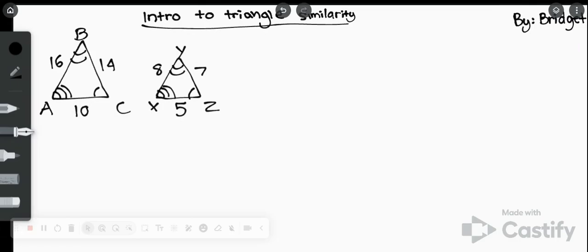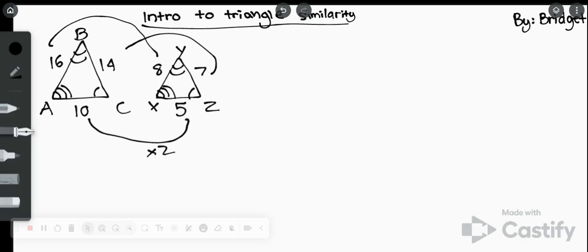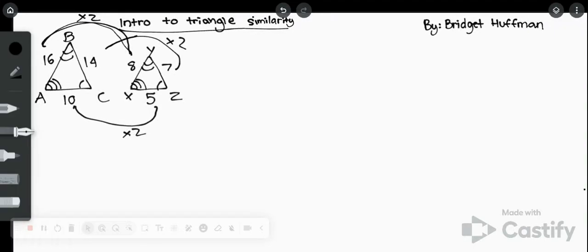We can tell these triangles are similar because if we take 5 to 10, 7 to 14, and 8 to 16, we can see that if we multiply by 2, we can get the number. So if we multiply 5 by 2, we'll get 10. If we multiply 7 by 2, we'll get 14. If we multiply 8 by 2, we'll get 16. So that's how we know these triangles are similar.